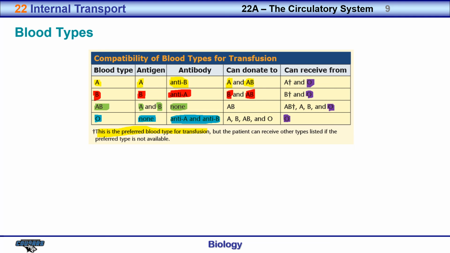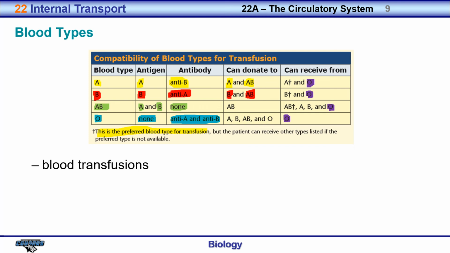And AB blood can be received by everybody. So notice that this one over here, type AB blood can get blood from anybody. So they are considered a universal recipient. Type O is a universal donor. Type AB is a universal recipient. They can receive any type of blood.